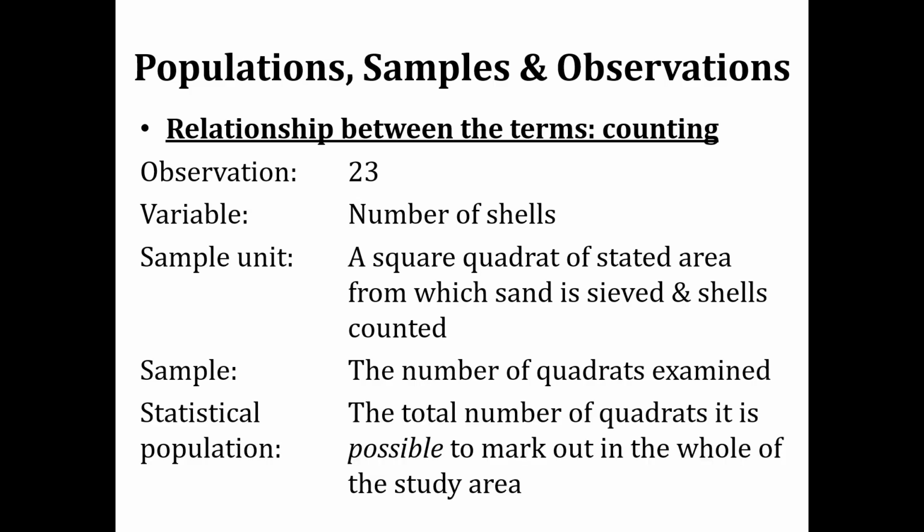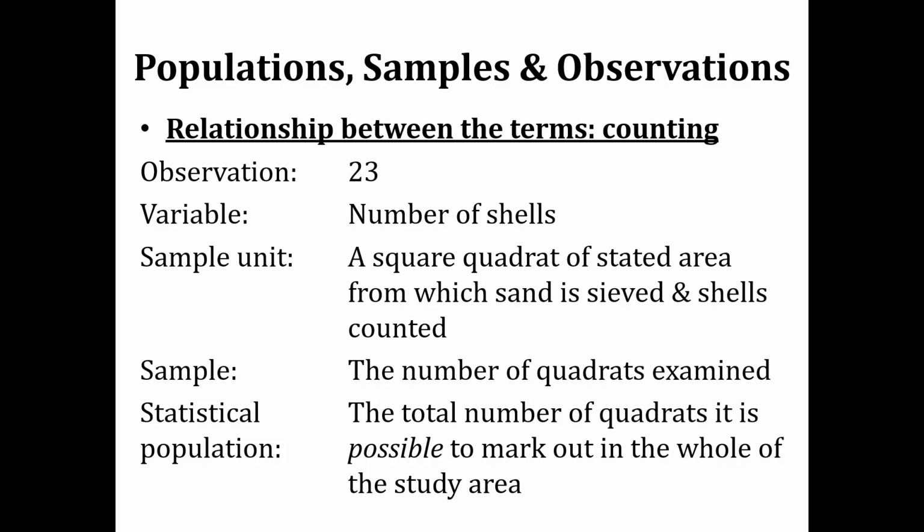So the number of quadrats or the number of the sample units, they are collectively going to be called the sample. And what is going to be the statistical population in that case? The statistical population is the total number of quadrats it is possible to mark out in the whole of the study area. It is not possible for you to mark each and every part of the study area and take collections from there, but you are going to put the quadrats on different selected areas of your study area.